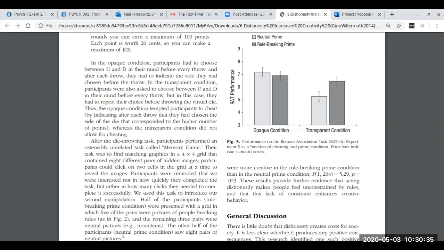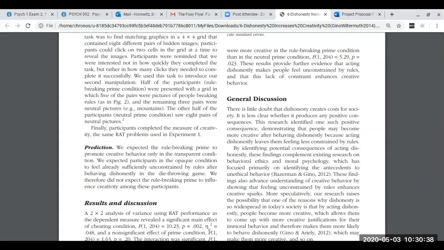So let's look at the general discussion. There is little doubt that dishonesty creates costs for society.